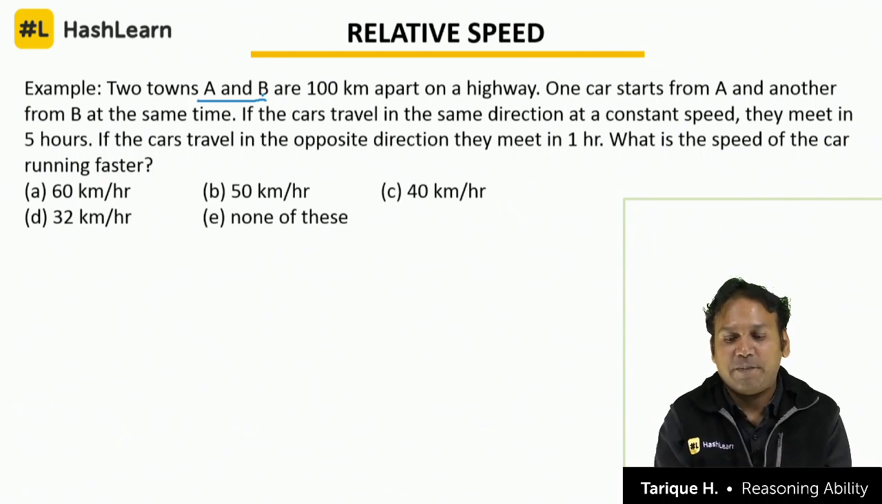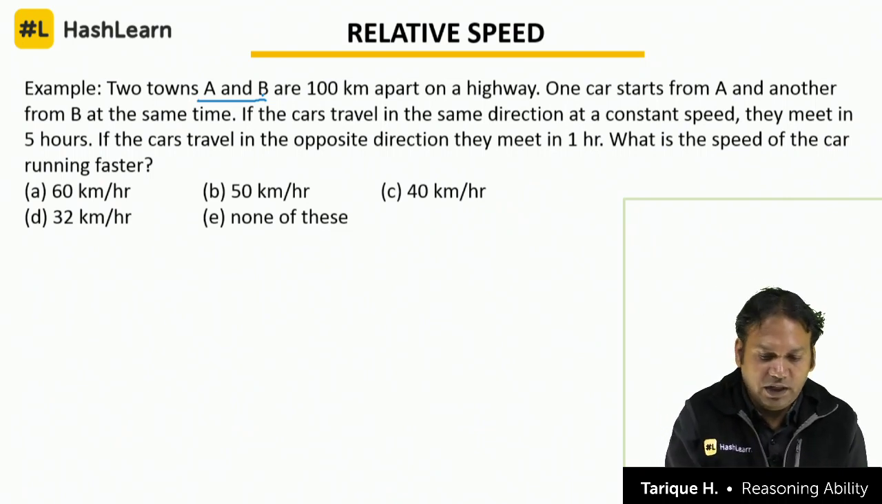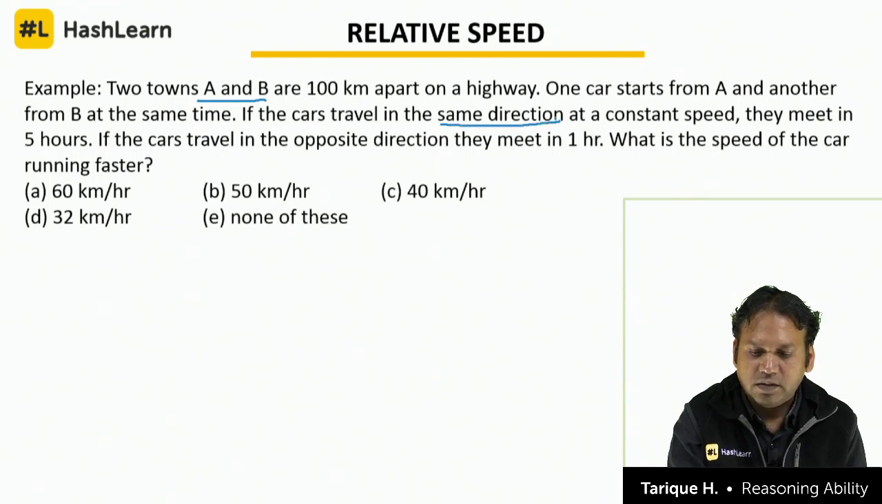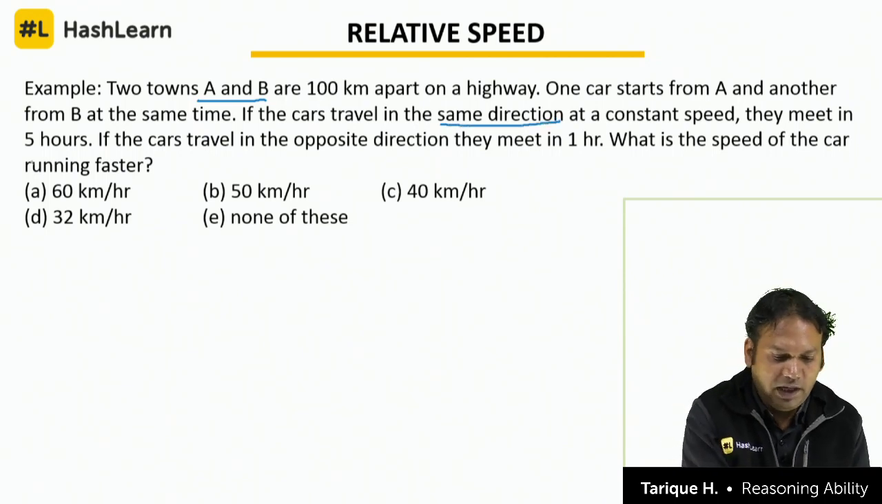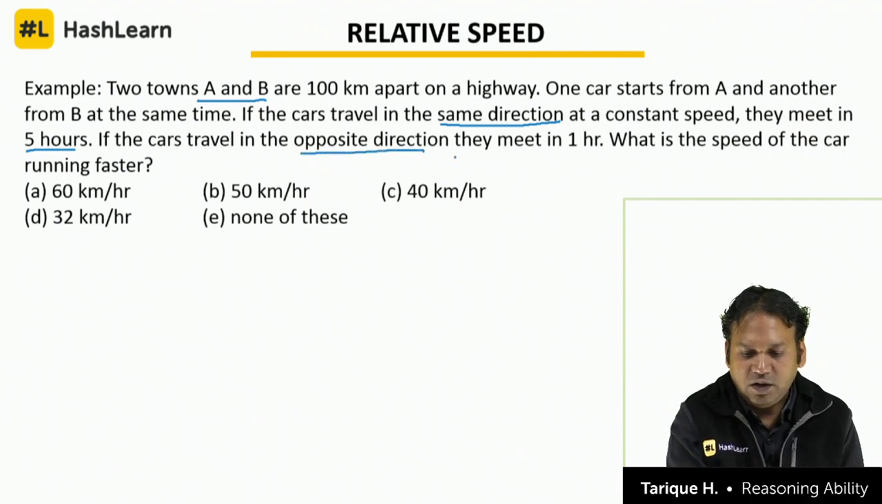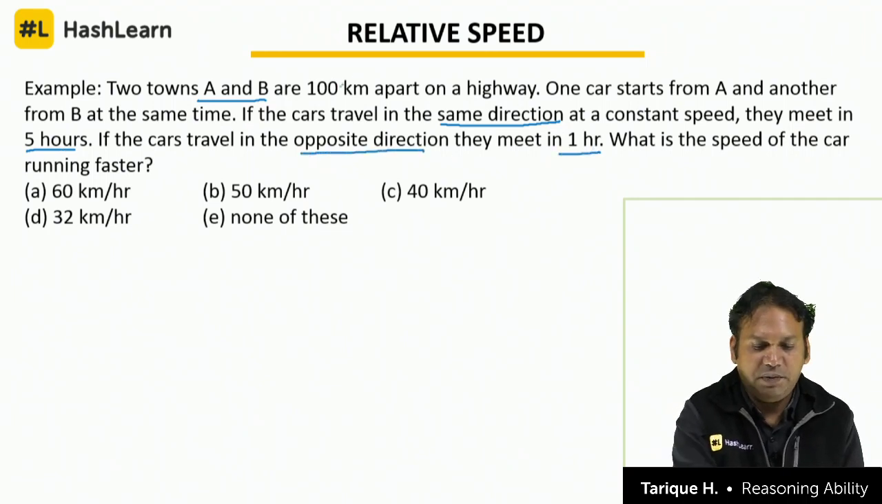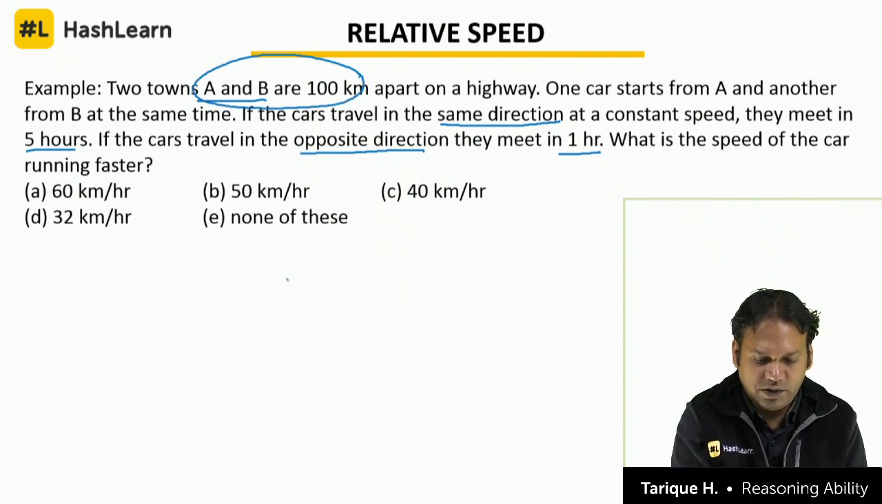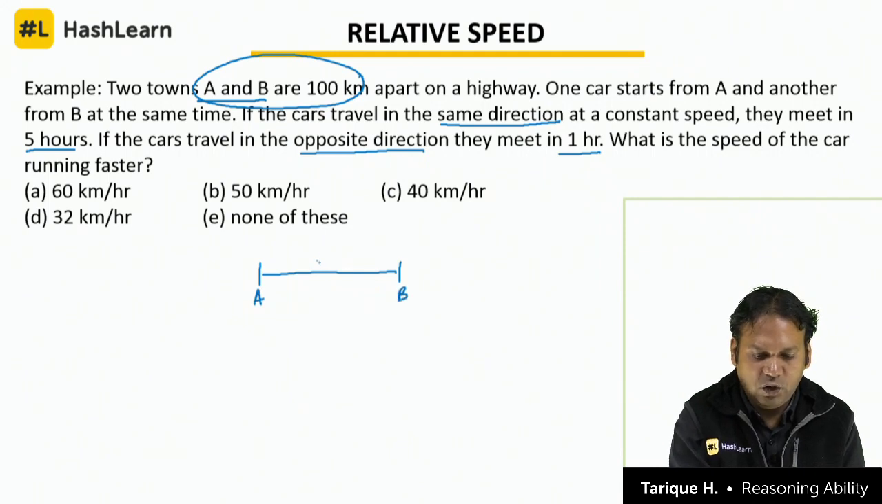दो केस दिया है यहाँ पे. If they are moving in the same direction, तो टाइम कितना है, 5 hours. And if they travel in opposite direction, how much time will take, 1 hour. Distance between A and B is how much, 100 kilometers. So two towns are there, A and B, distance between them is 100 kilometers.